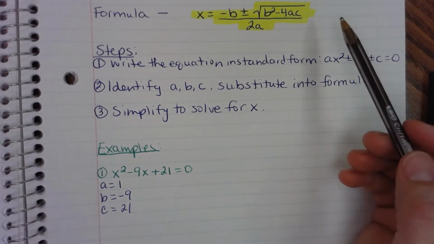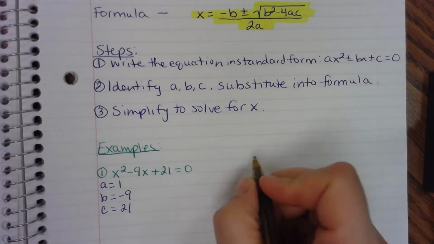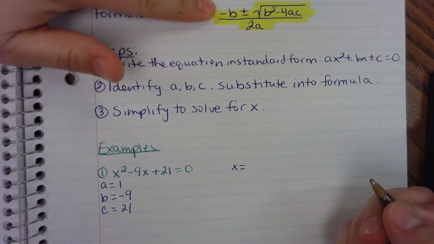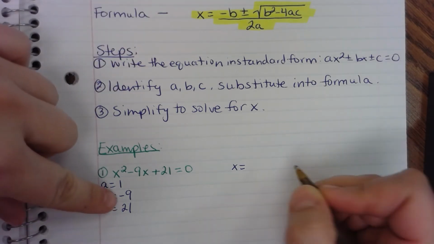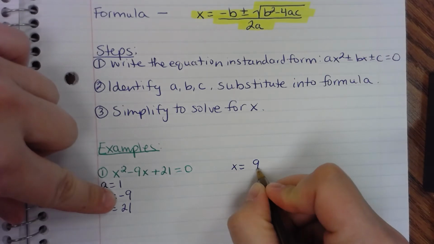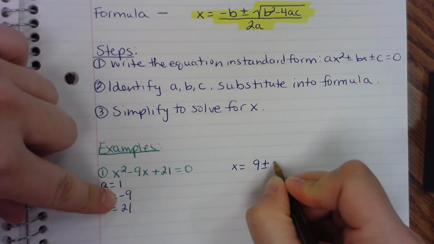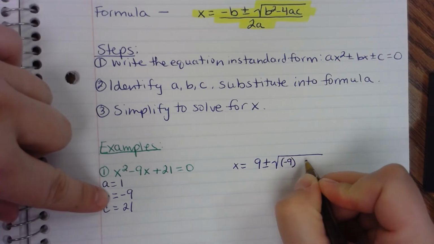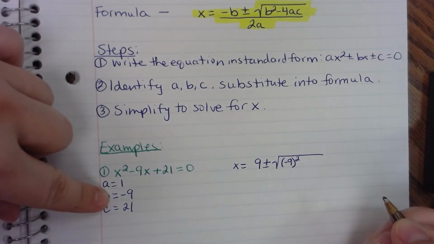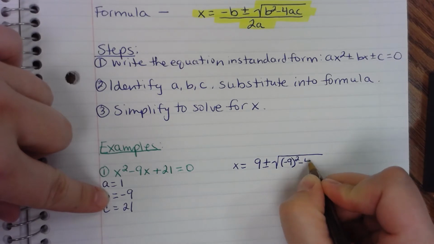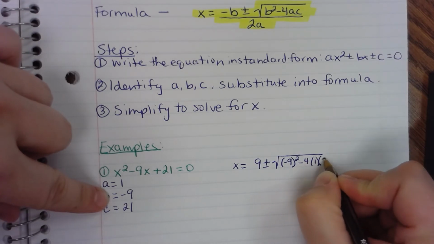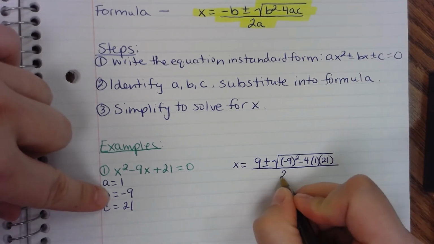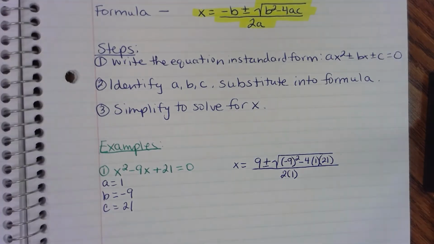So our formula from up here says that x is equal to, this negative sign in front means the opposite of b. So if it's negative, it changes it to a positive. Plus or minus the square root of b squared. Remember, if b is negative, we put it in parentheses. (-9) squared minus 4 times 1 times 21. And that's all over top of 2 times 1.